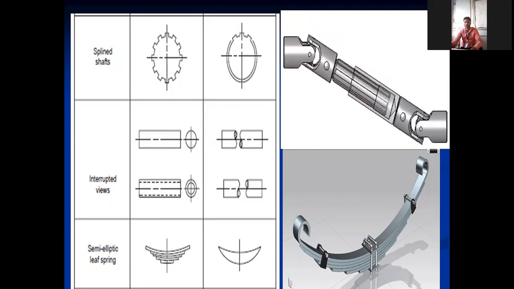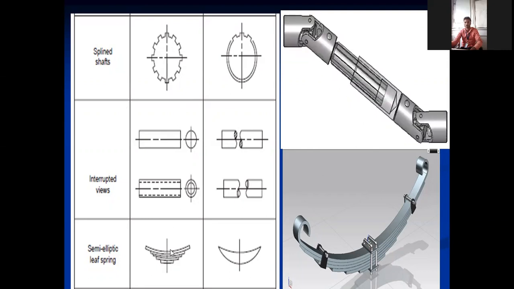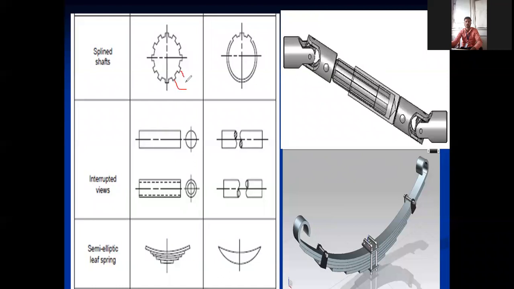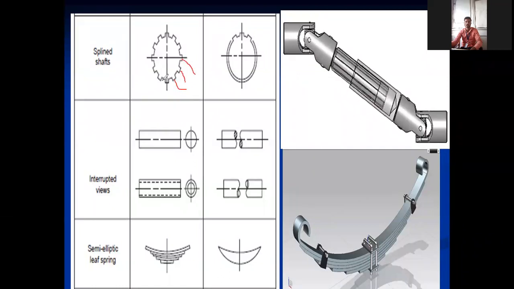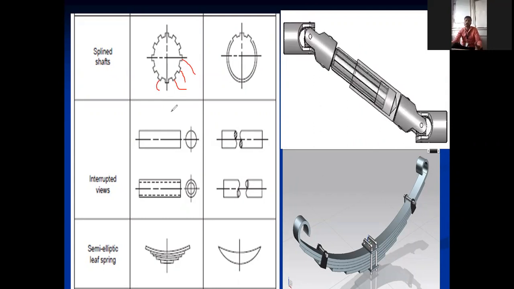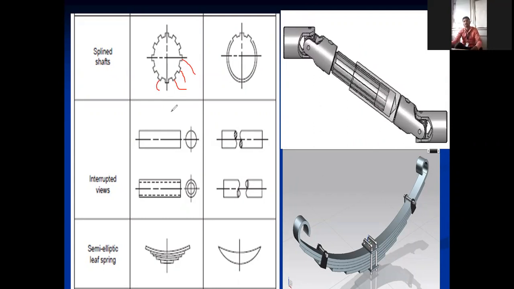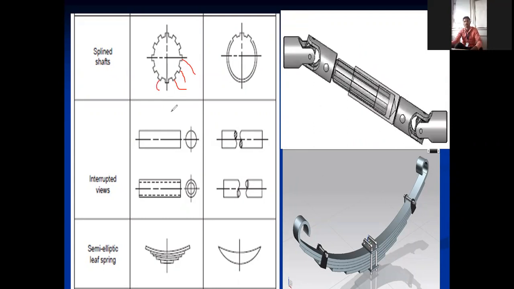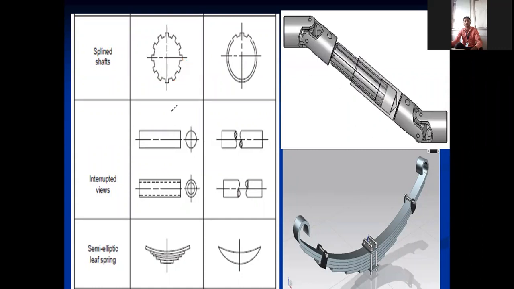मराठीमध्ये आपण खाचा म्हणतो, खाचा. असे गाळे असल्यासारखं, something like this. It is having these splines. You might be remembering, this one is one spline, this one is another spline, this one is another spline. On the shaft, there are certain splines. Okay, it is called a splined shaft.